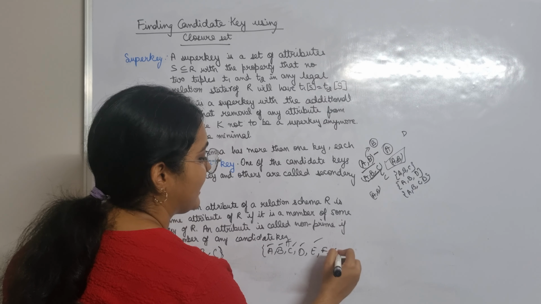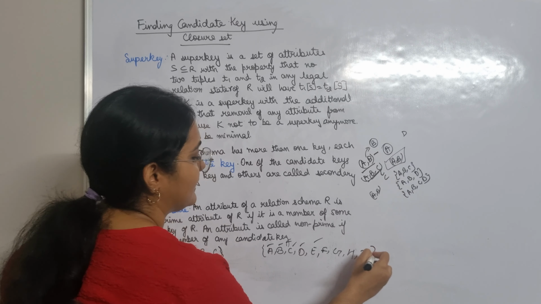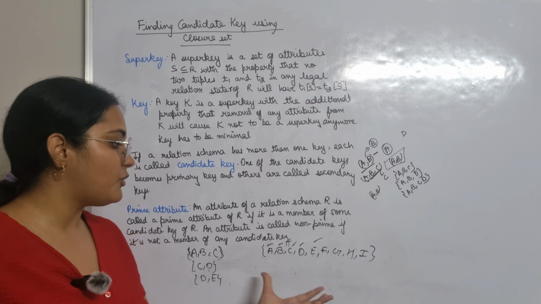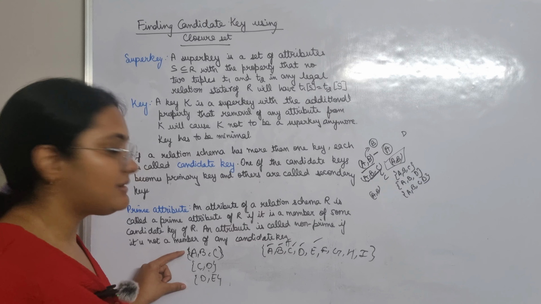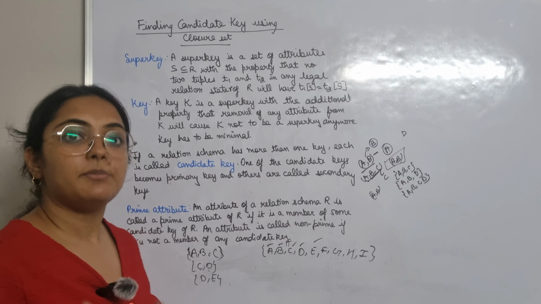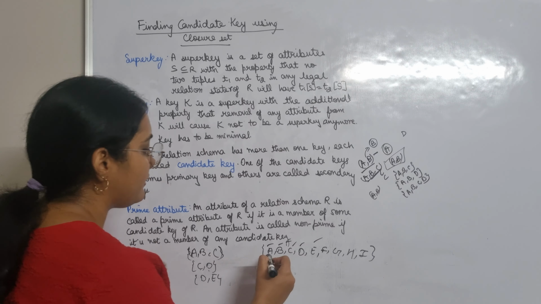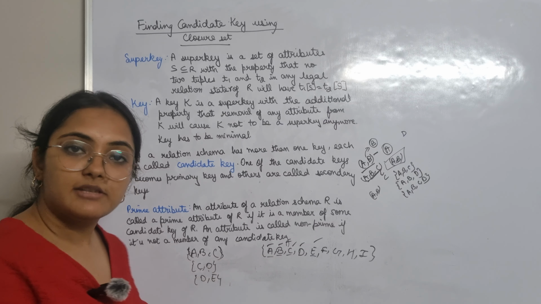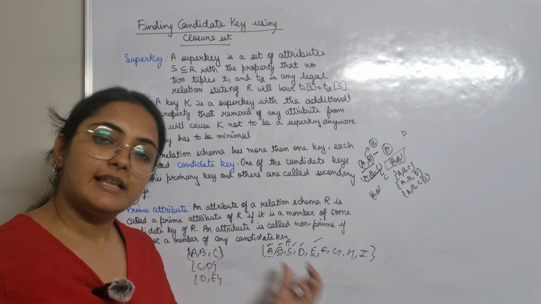Let's say there are more attributes: E, F, G, H, I. Practically that does not usually happen, it can happen, but let's take a more practical example. Let's say these three are candidate keys. Which are prime attributes? If we are asked to name the prime attributes of that relation schema, we will say A, B, C, D, E, because a prime attribute is one that is part of any candidate key.